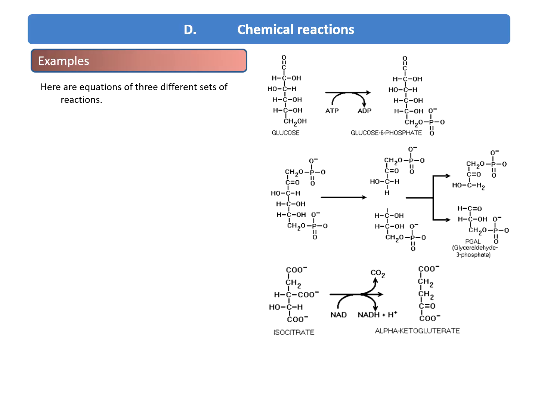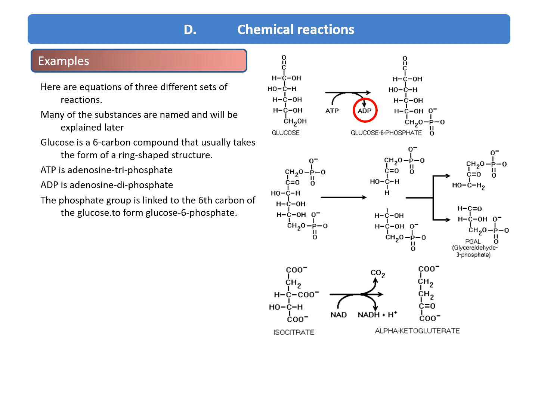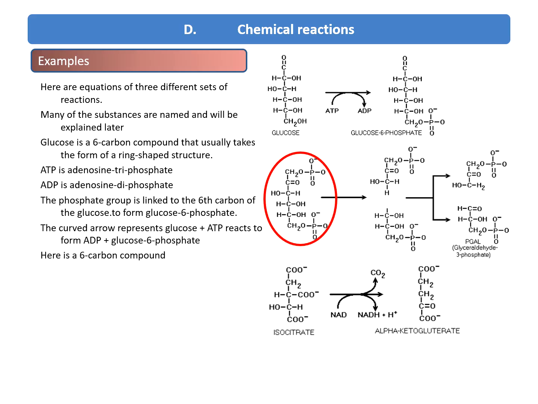Here are equations of three different sets of reactions. Many of the substances are named and will be explained later. Glucose is a 6-carbon compound that usually takes the form of a ring-shaped structure. ATP is adenosine triphosphate. ADP is adenosine diphosphate. In glucose 6-phosphate, the phosphate group has been linked with the number 6 carbon of the glucose. Here is a 6-carbon compound with 2 phosphate groups. Ultimately, 2 3-carbon molecules result.